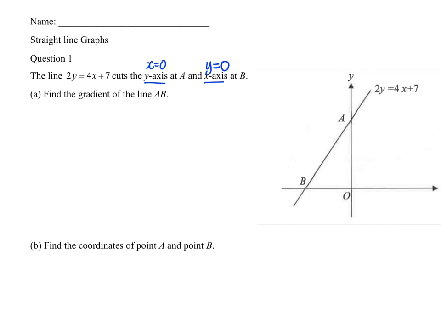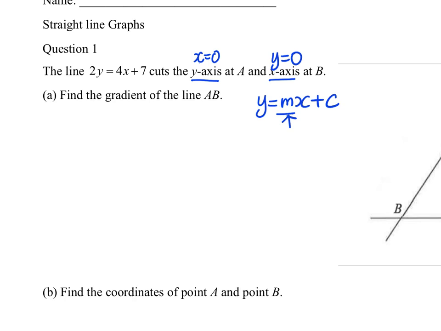Okay, next part of the question, part A says, find the gradient of the line AB. So for the gradient of the line, usually we will use the gradient formula, gradient equals to y2 minus y1 over x2 minus x1. But in this case, there are no points given. So what we are going to do is use the general equation form. The general equation of a straight line is y equals to mx plus c, where m is the gradient and c is the y-intercept.